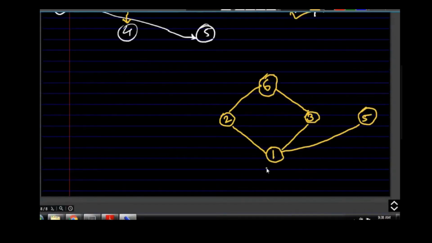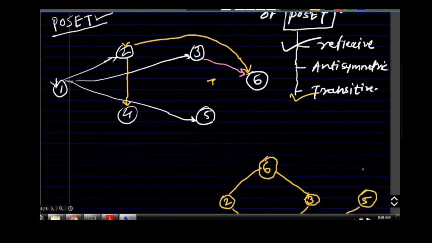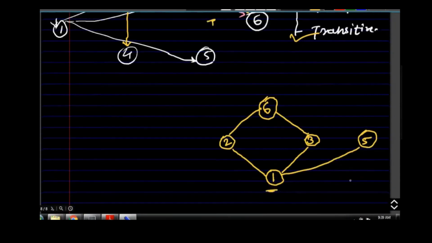So at the first level, we have only one node. Then at the second level, we have 2, 3, and 5. And one more relation we have not written. That is 2 to the 4 here. So this relation we can draw as 2 to the 4 like this.